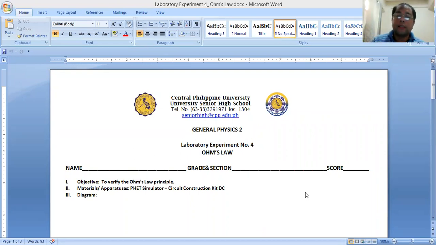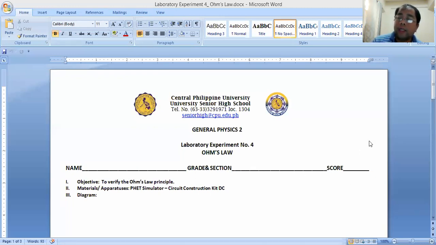Okay, so looking at this one, this is our next lab presentation. This will be the last set. So this is the first of the last three. We call this lab experiment number 4. This is about Ohm's law.